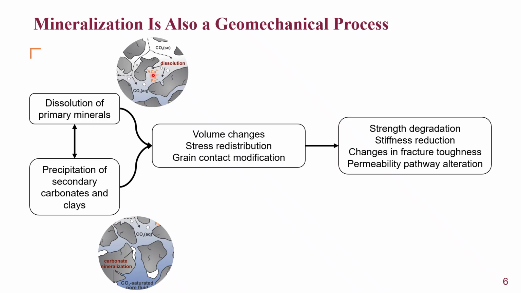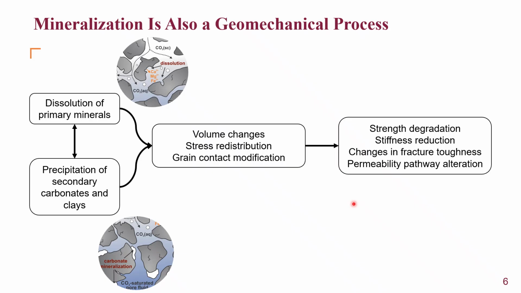Now, as the reaction proceeds and then the new secondary minerals are formed, that's the carbonate minerals are formed, there's precipitation of secondary carbonates and clays onto the rock matrix or the rock surfaces. Now, this process, dissolution of primary minerals and precipitation of secondary minerals or carbonates, leads to volume changes, stress redistribution, grain contact modification.